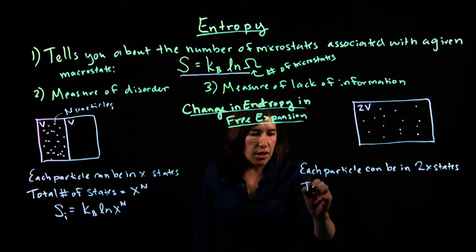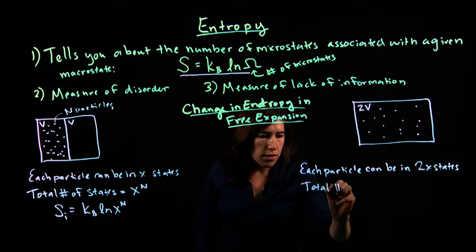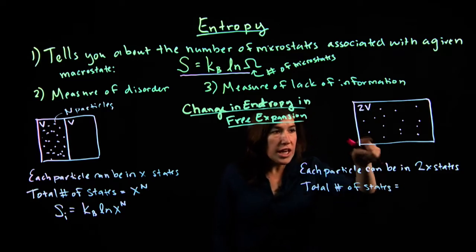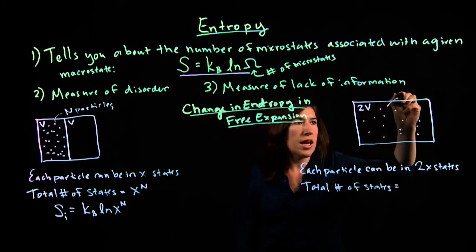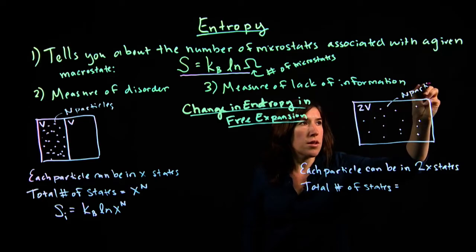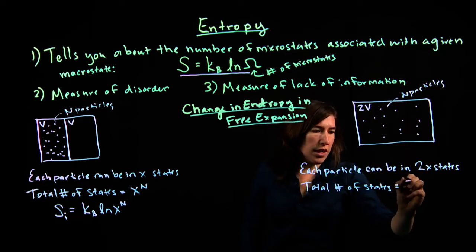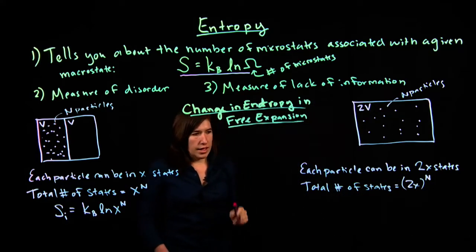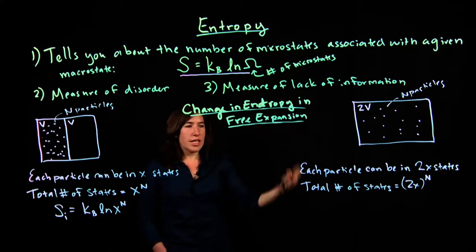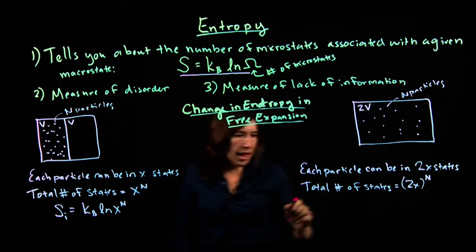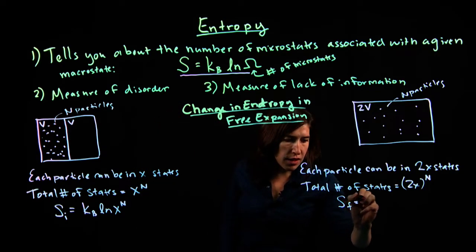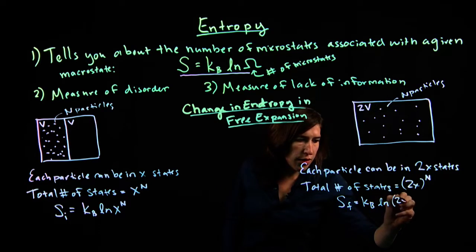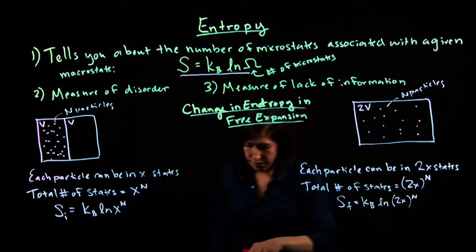And then again, the total number of states, with each of the N particles, again, we still just have N particles, is equal to now 2X to the N. Again, it's 2X times 2X times 2X for each particle all the way up N times. And so the final entropy is equal to k_B times the natural log of now 2X to the N.